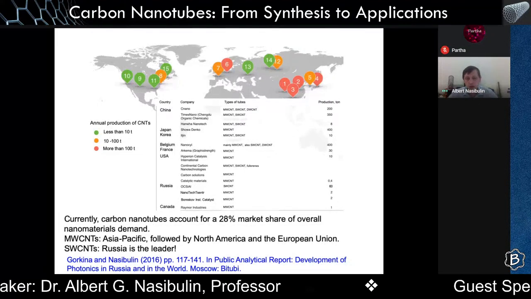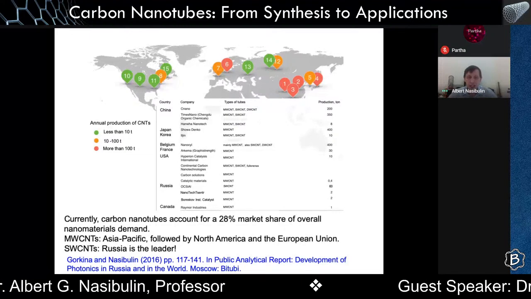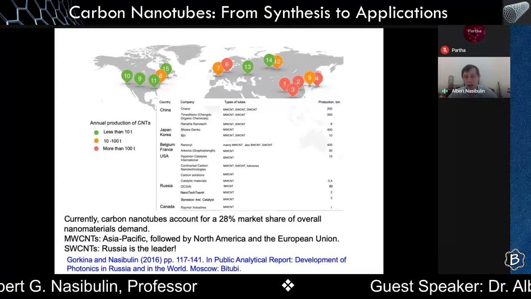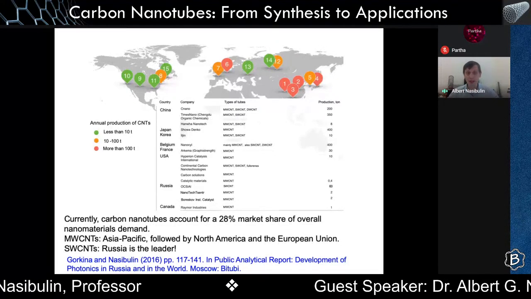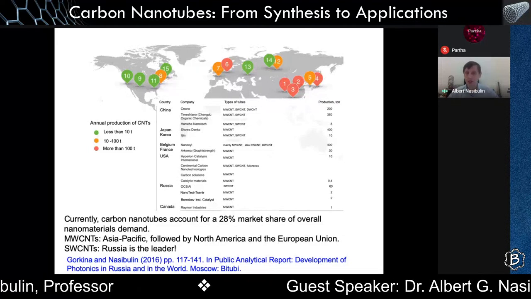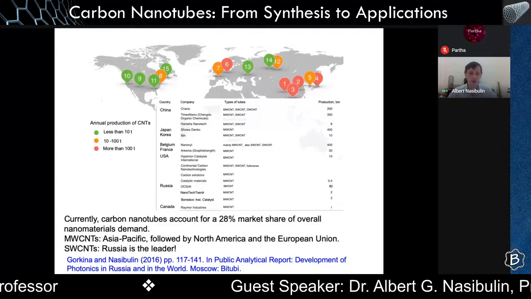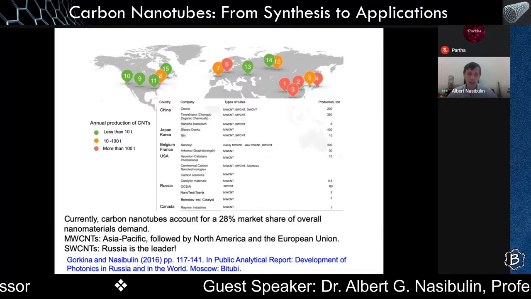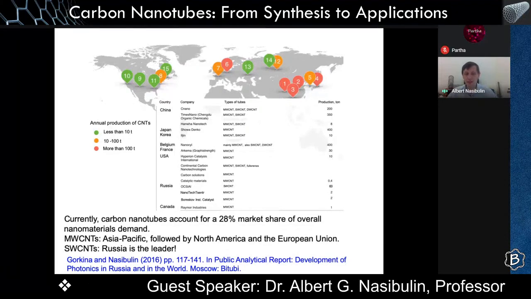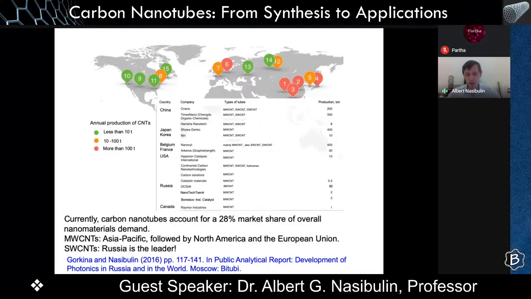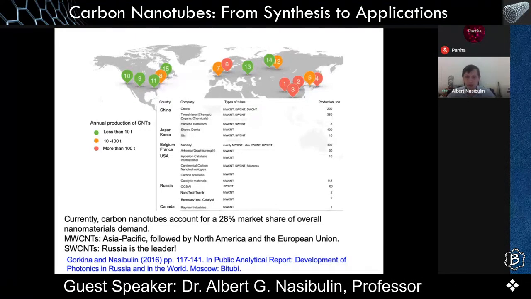Four or five years ago, for a couple of thousand dollars, you could buy 1 gram of this material. Nowadays, you can spend this amount of money and buy 1 kilogram, which is a really big achievement in the production of this nice material. Another important fact is that almost a third of the market of nanomaterials belongs to carbon nanotubes. Carbon nanotubes are really important materials.